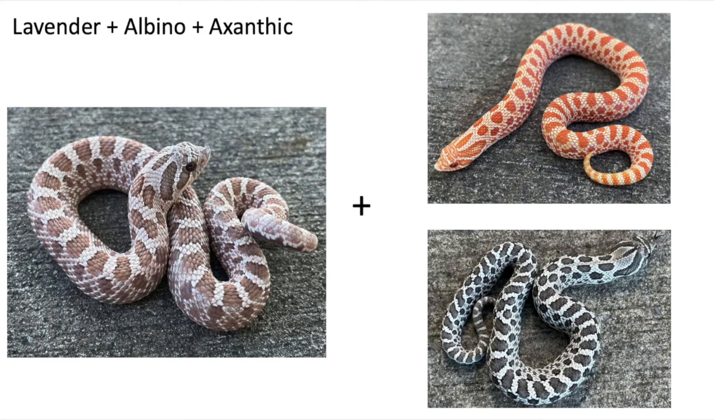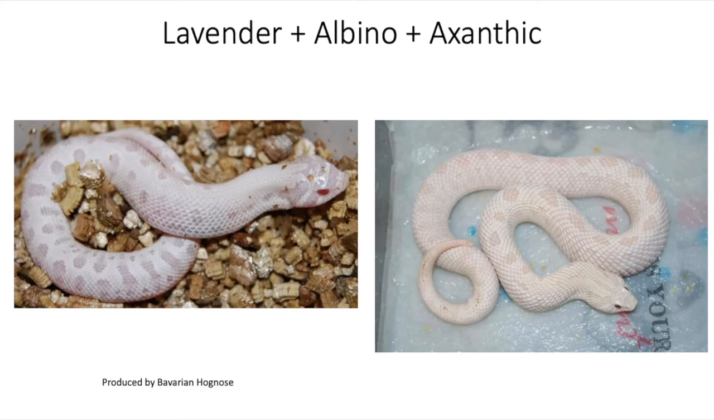Next up, we have the lavender albino axanthic. This combination, 3-gene visual. And this is what you get right here, which is called a lavender snow. So very similar to snows, but it is a little different. And this is also a conda. So I actually don't think there's just a regular version of this combo. I think the only one that was produced happened to have the conda gene as well.